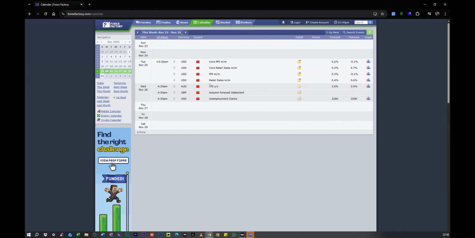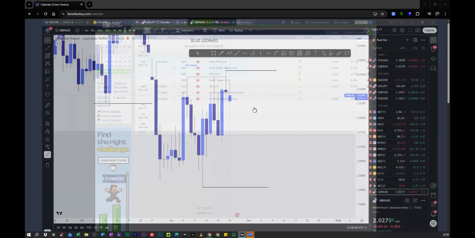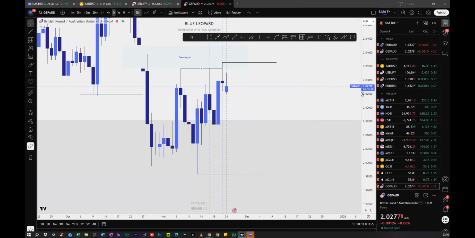You have the CPI on Wednesday. Okay, never trade before that news on any AUD pair. And also we have GBP, the forecast statement that could have a great impact on the news. Okay, I'm not gonna talk much about fundamentals, but we know on Wednesday that's when price can give us something. Okay, so knowing that, we can come here and now plan our week.